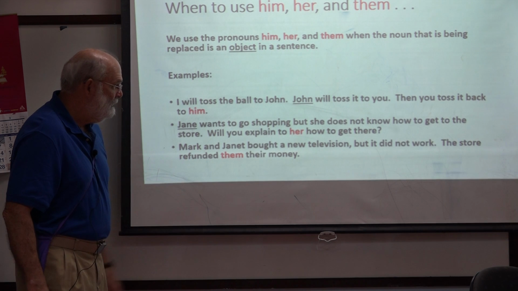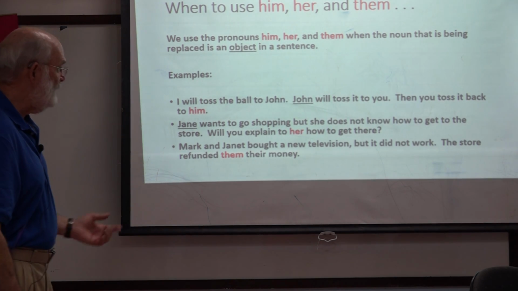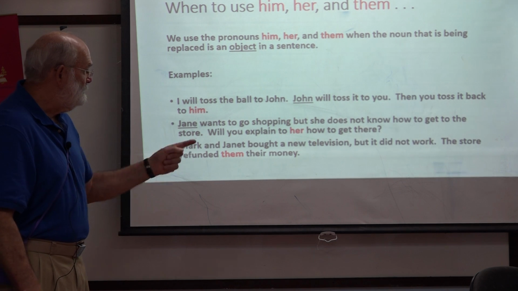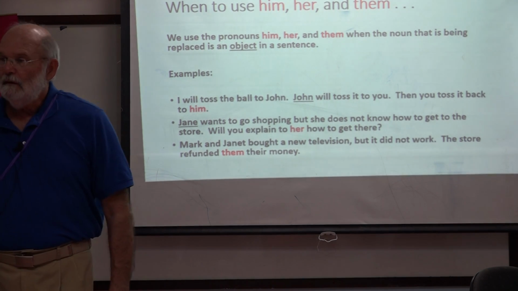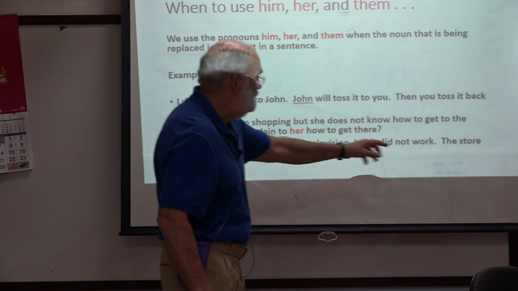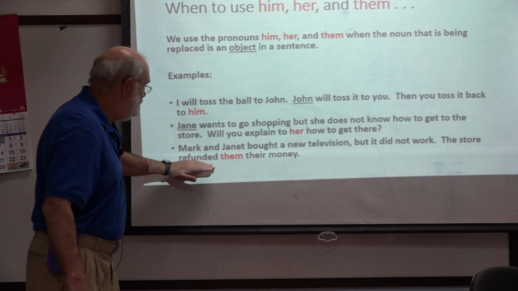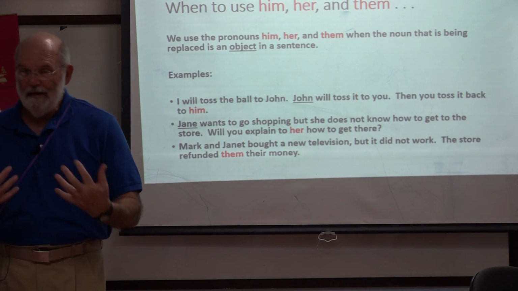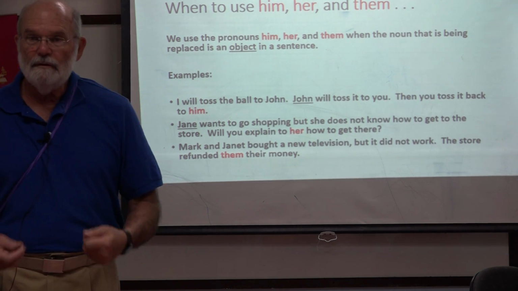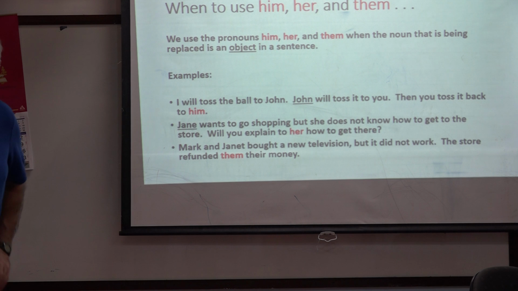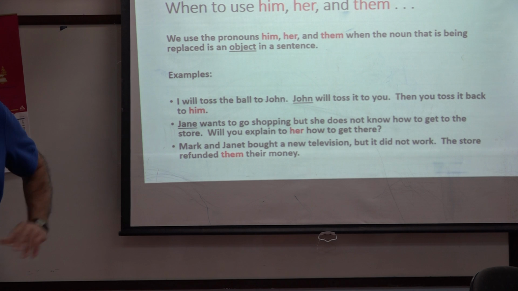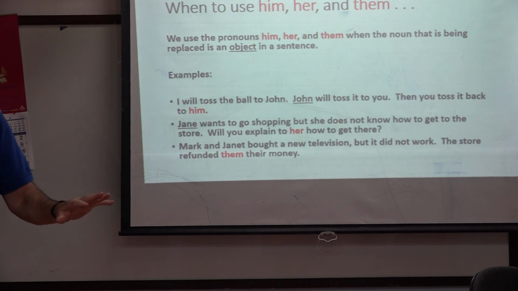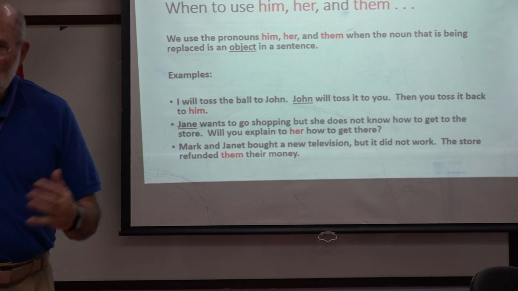Mark and Janet bought a new television, but it did not work. The store refunded them money. See, the store is the subject, refunded is the verb, them is who that action is being done to. So it's an object. Simple rule, huh? He, she, they substitutes for a subject. Him, her, them substitutes for an object.